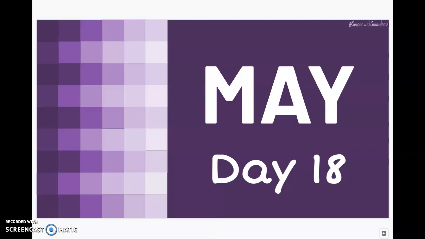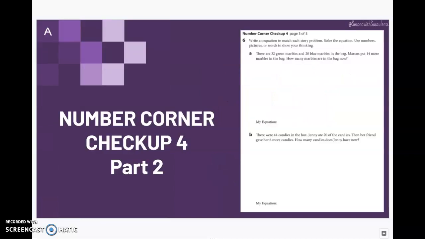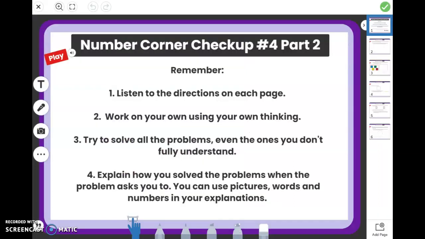For Number Corner today, you will be working on your Number Corner Checkup 4, Part 2. You will be working on this assessment in Seesaw today, so you won't need any materials. Let's jump into Seesaw and have a look at your assessment. Today, you will be finishing your Number Corner Checkup number 4 by working on Part 2.